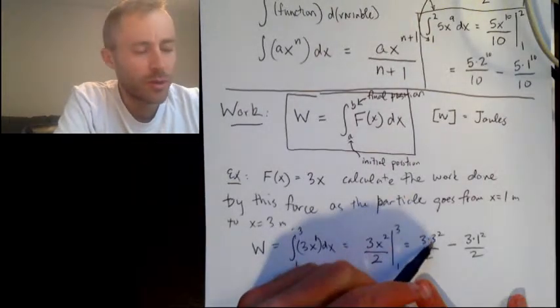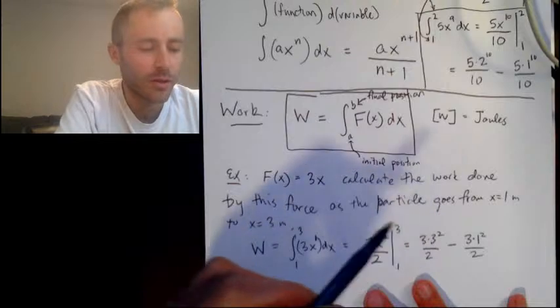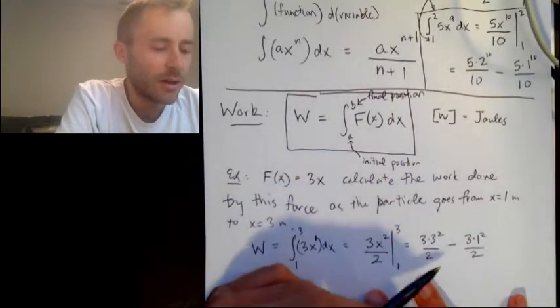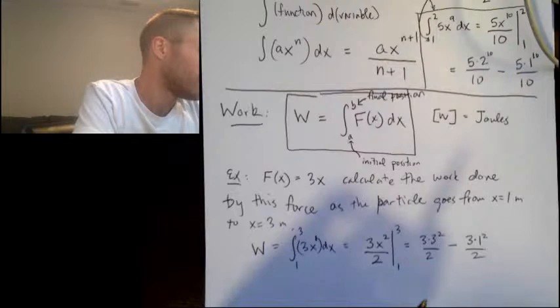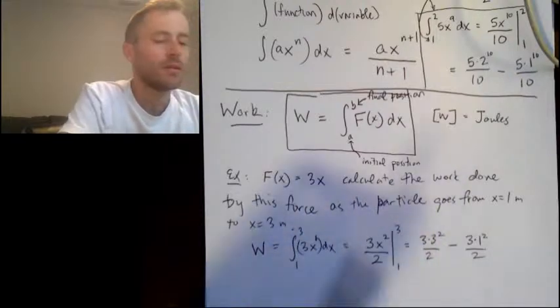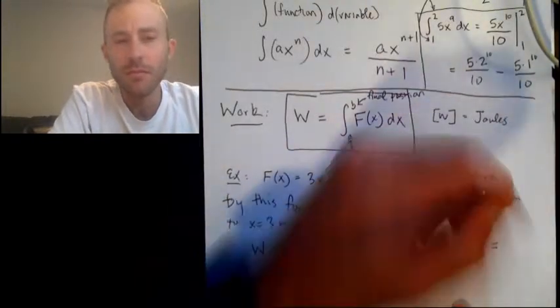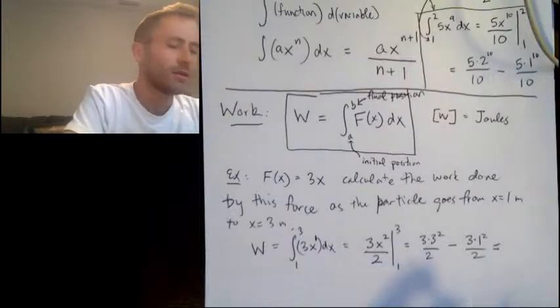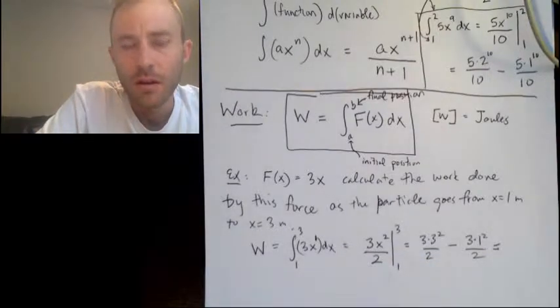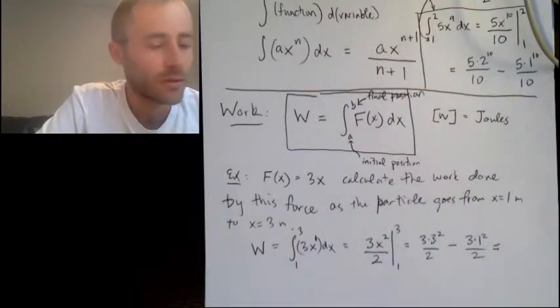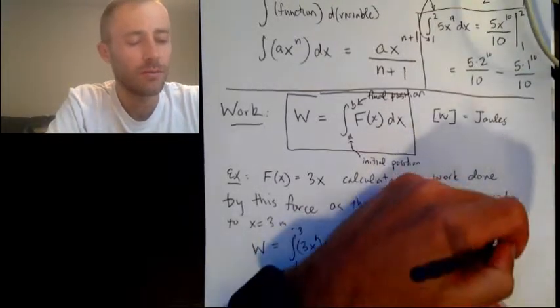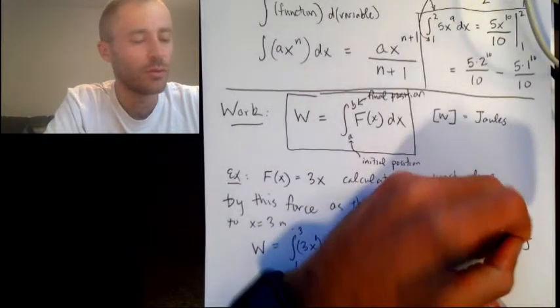So this is going to be 27 over 2 minus 3 over 2. And so 27 minus 3 is 24, divided by 2 is 12. So 12 joules.